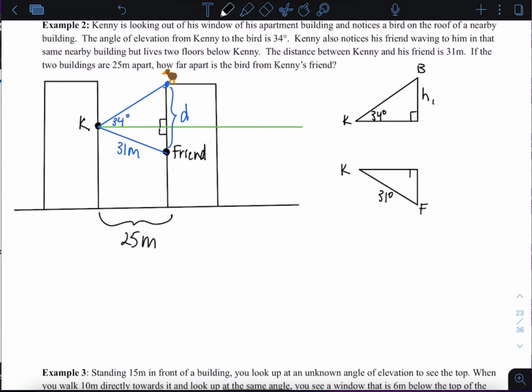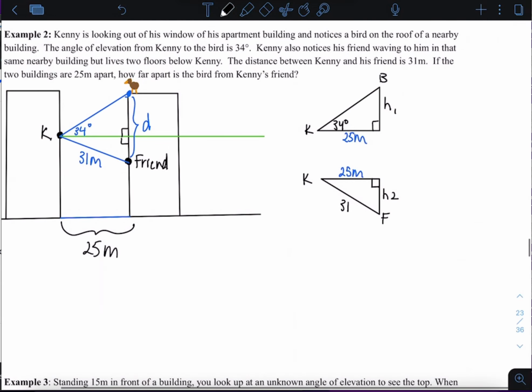I don't know anything else. Well, actually, I do know one thing. I know that the distance from here to here is 25 meters. So both of these have a distance of 25 meters at the base of the triangle. I'm going to call this H2. And I think we can agree that distance D is H1 plus H2. So I'm looking for the addition of those two heights.